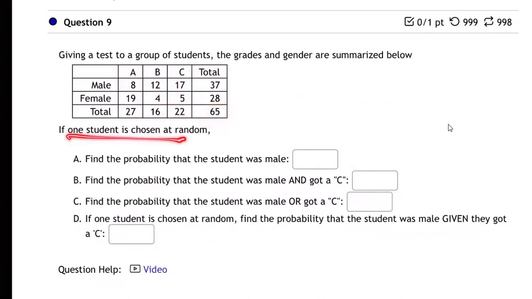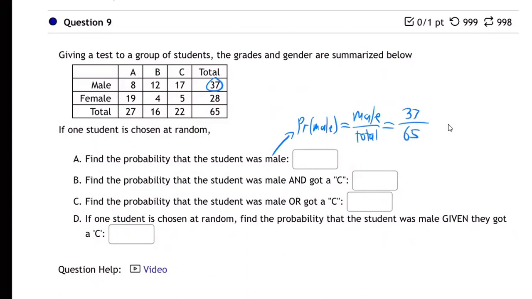If one student is chosen at random, find the probability that the student was male. Okay, so let's bring that up here. Probability of male. That's going to be male over total, right? We always put probability over the total. So how many males do we have here? 37, over the total, 65, right? There's 37 total males over 65 total people.